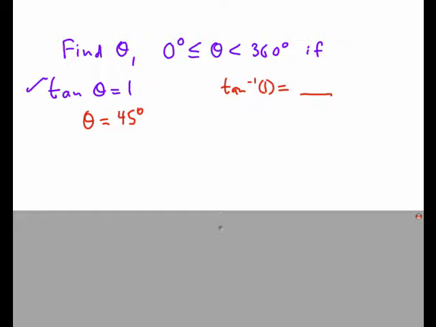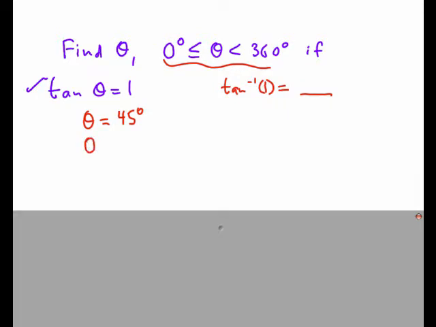And that would be fine as long as we were only looking for angles between 0 and 90 degrees. But as you can see by my directions here, I want all angles between 0 and 360. And so I have to remind myself that for a given trig ratio, there are usually two angles associated with a given ratio. Two angles between 0 and 360 degrees, that is.